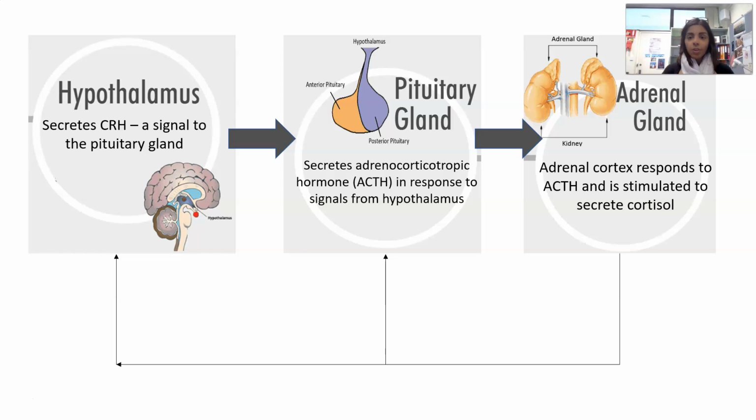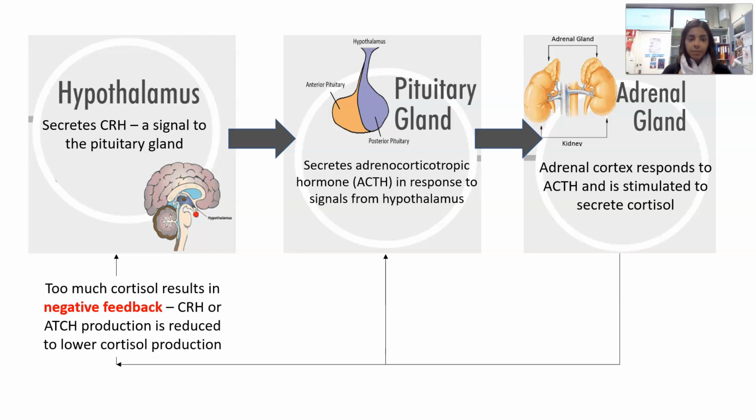Now, as we know, this all happens in a negative feedback loop. So, if at any point we have too much cortisol in the body, our negative feedback will start to activate, and we will shut down either production of CRH in the hypothalamus, or we will shut down production of ACTH in the pituitary gland. And the overall effects of that are less cortisol is secreted into the bloodstream.